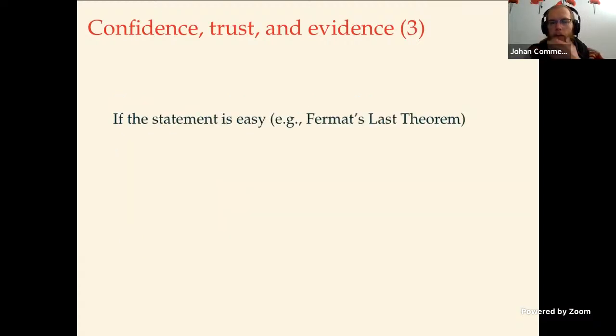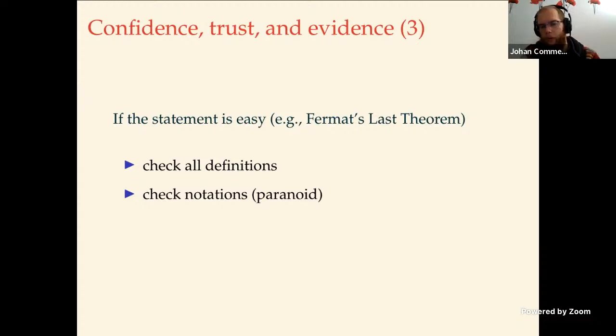Well, if the statement were easy, for example, Fermat's theorem, which only depends on multiplication and addition and powers of natural numbers, then this is sort of easy because you can easily check all the definitions involved. You need to check that the natural numbers are what you think they are, and that addition and multiplication, etc., are what you think they are. Maybe you want to check the notation to see if this plus symbol actually refers to the addition of natural numbers instead of some wacky other function. If addition would always return 37, then the two sides of Fermat's equation will never match.